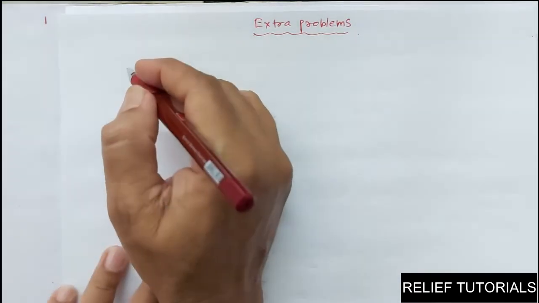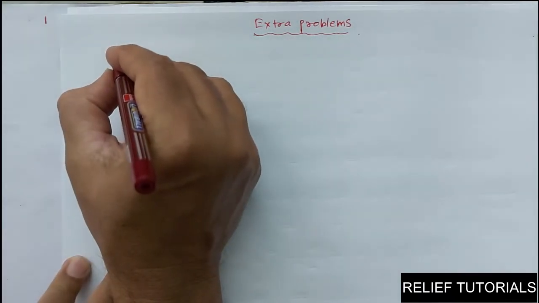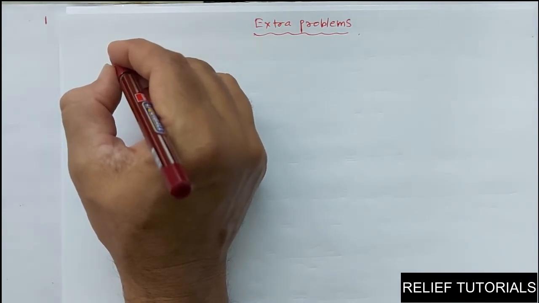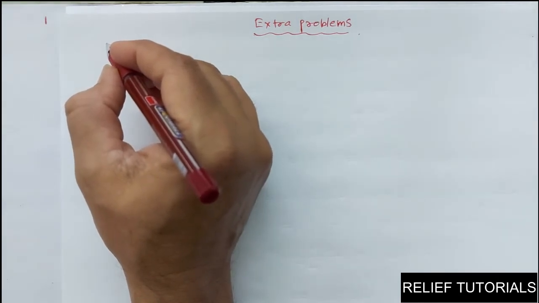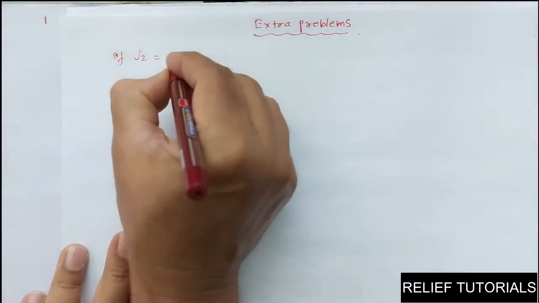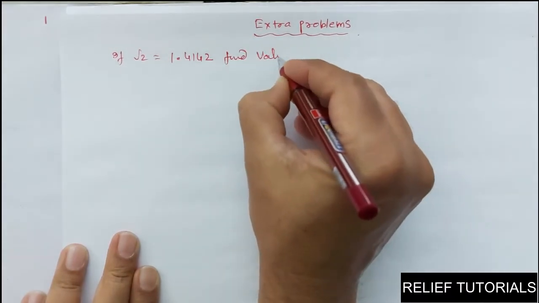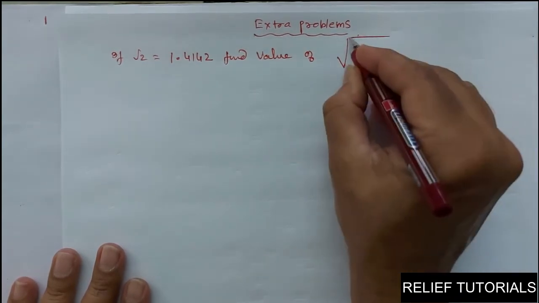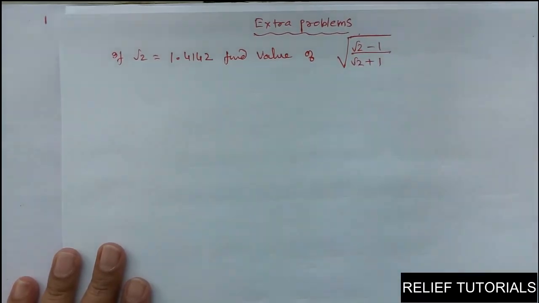See now. Rationalize the denominator. See, I am doing now. If root 2 is equal to 1.4142, find the value of root 2 minus 1 upon root 2 plus 1. This value you have to find.